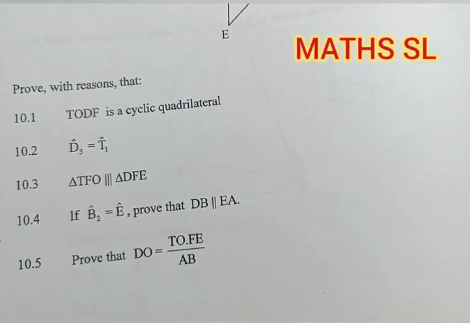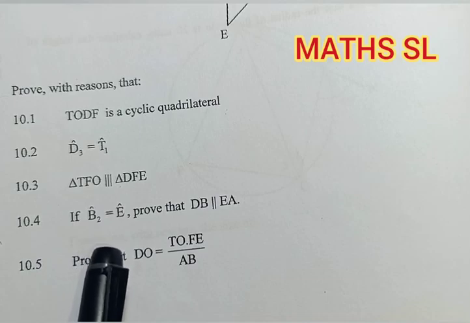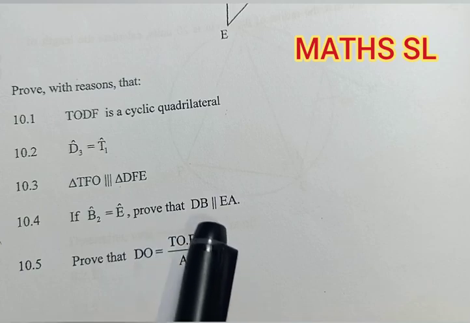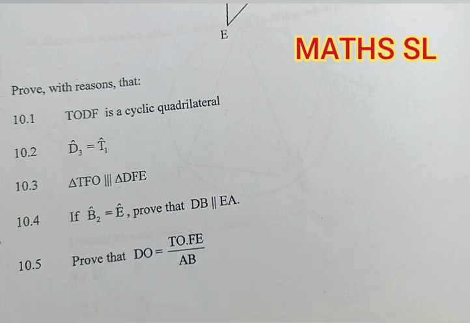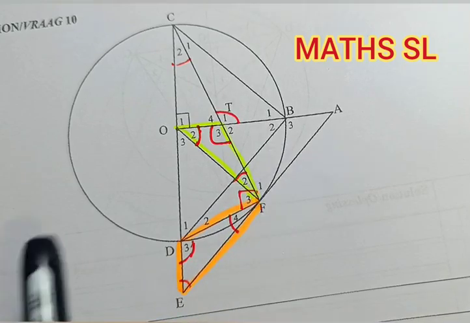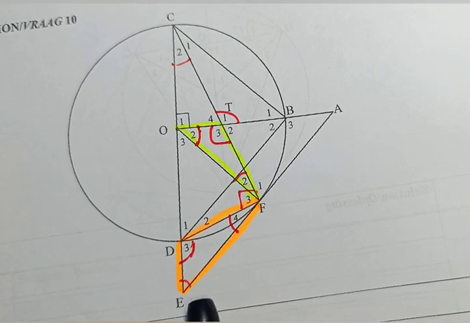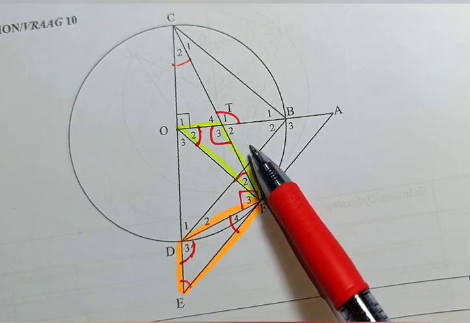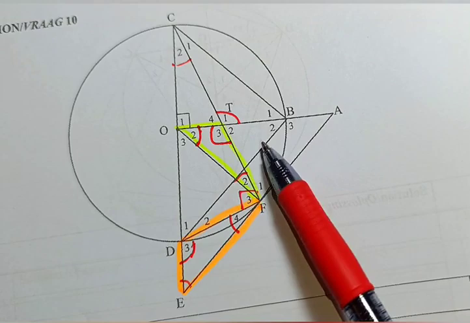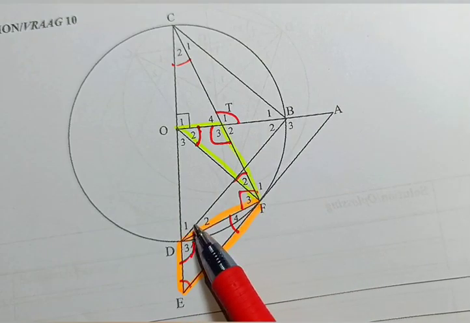So the last question says 10.4: if angle B2 is equal to angle E, prove that DB is parallel to EA. Let me show you how. So we need to prove DB parallel to EA. Now, angle B2 is equal to angle D1.